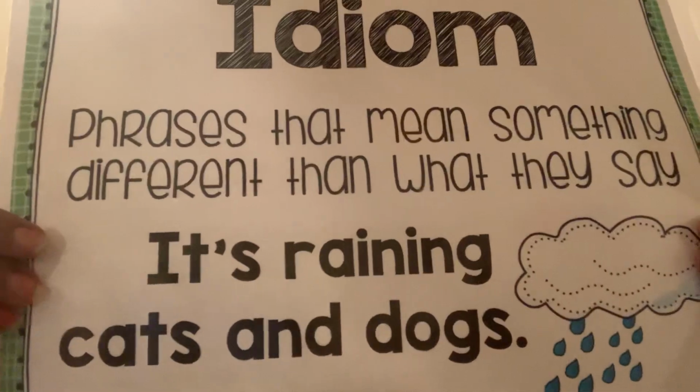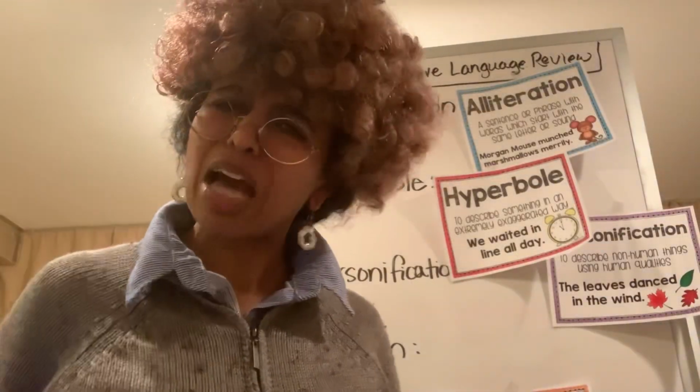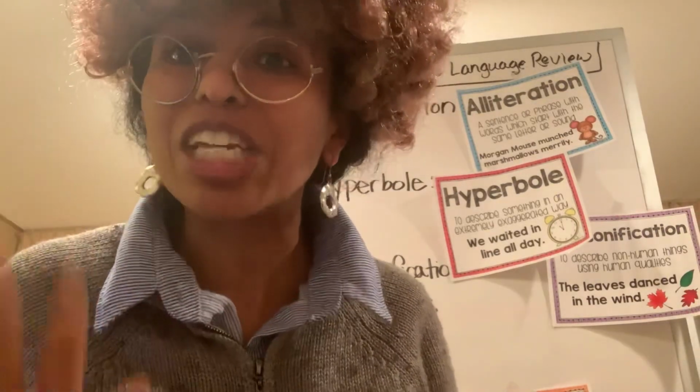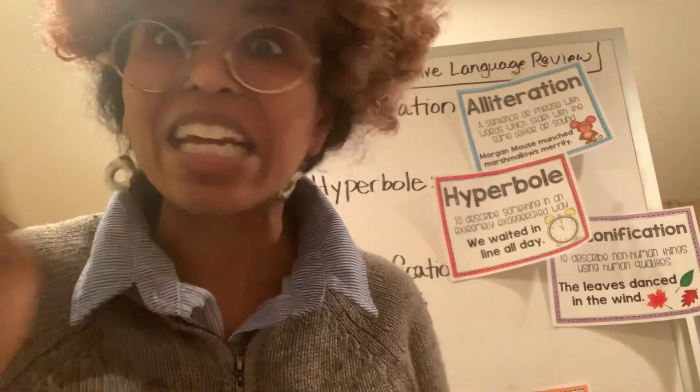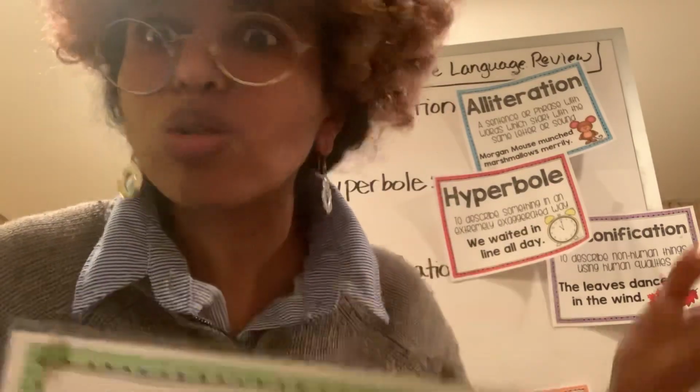For example, it's raining cats and dogs. Really? There are cats and dogs falling from the sky? I don't think so. It's just an idiom. You're not an idiot. The word is an idiom. See? Figurative language. You have to figure it out.